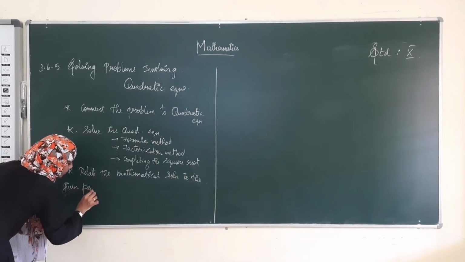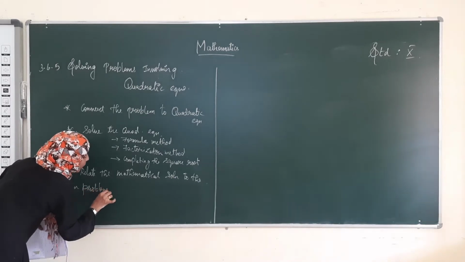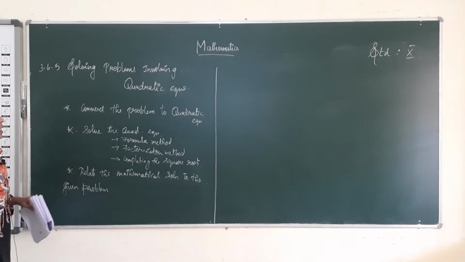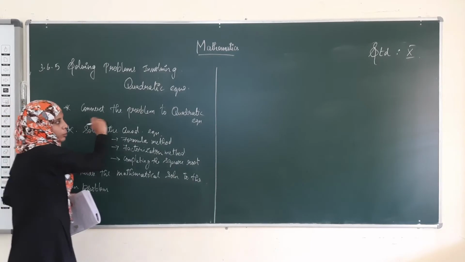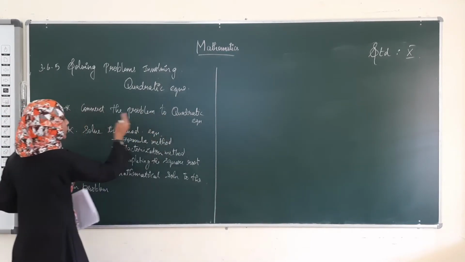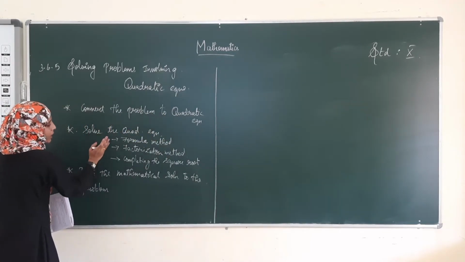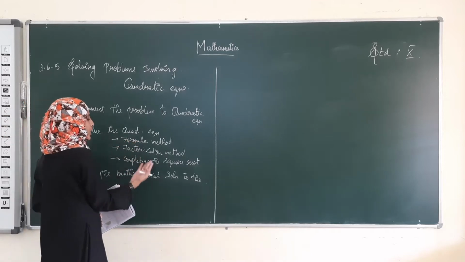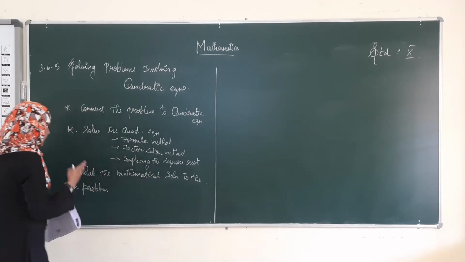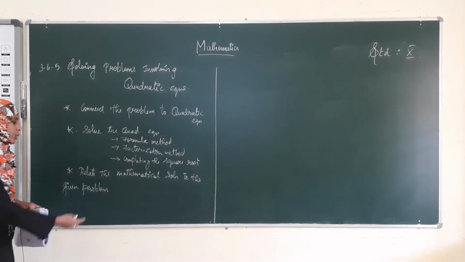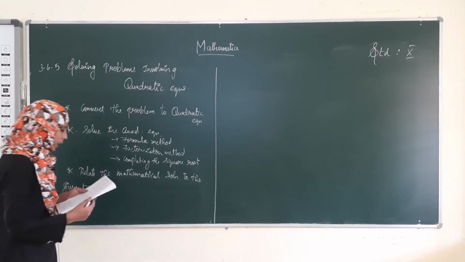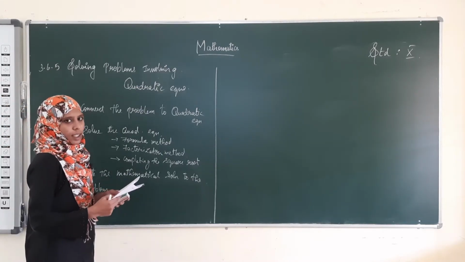First, you have to read the question and convert the problem to the quadratic equation, then solve the quadratic equation using any of the three methods, that is formula method, factorization method, or completing the square method. Then you have to relate the mathematical solution to the given problem. Shall we see the examples?